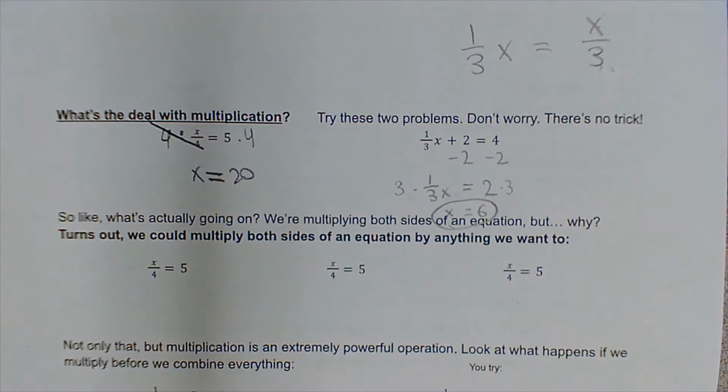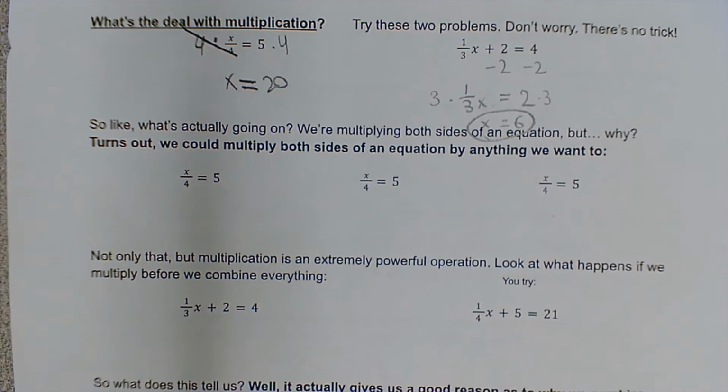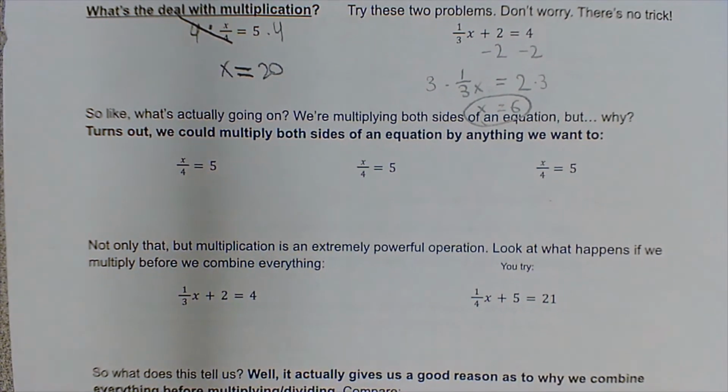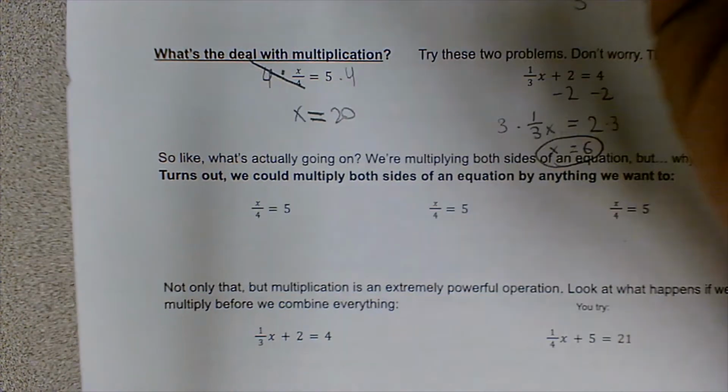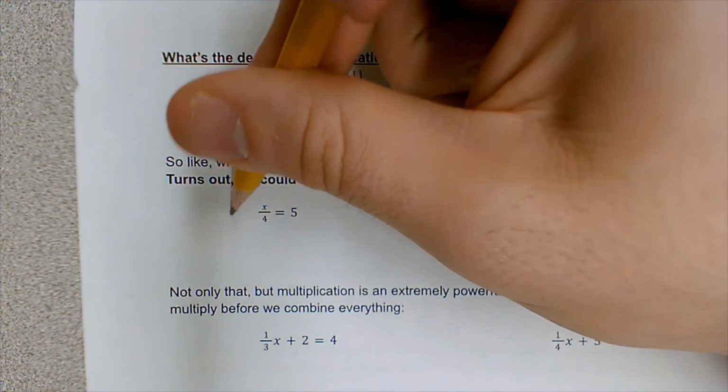Okay, now that I'm there, so what's going on? We're multiplying both sides of an equation, but why? Turns out we can multiply both sides of an equation by anything we want to, and it's going to have different effects based on what we do. So above we multiplied both sides by 4, but what's stopping me from multiplying both sides by 8, for example?